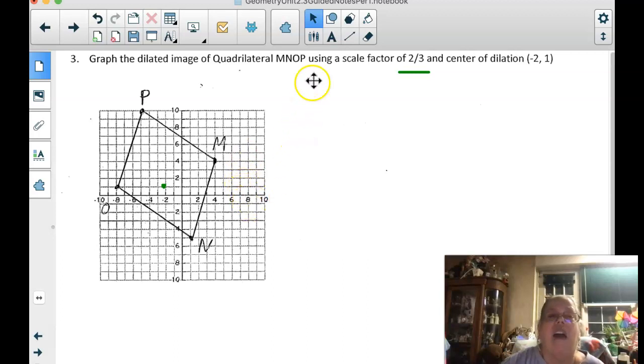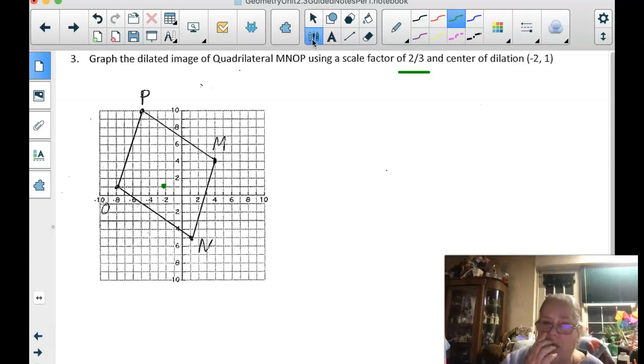All right, so let's start with N. How am I going to get from my center of dilation to point N? Okay, I'm going to make some notes here. From my center of dilation to point N, I have to go down 1, 2, 3, 4, 5, 6 down, over 1, 2, 3 in the positive direction. So I'm going down 6, over in the positive direction, 3. All right, now I want to do 2/3 of that. So we're going to multiply 6 by 2/3, and then we're going to multiply 3 by 2/3.